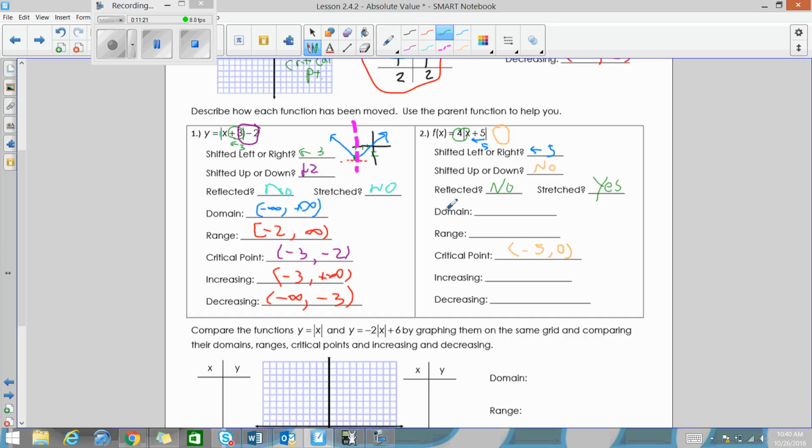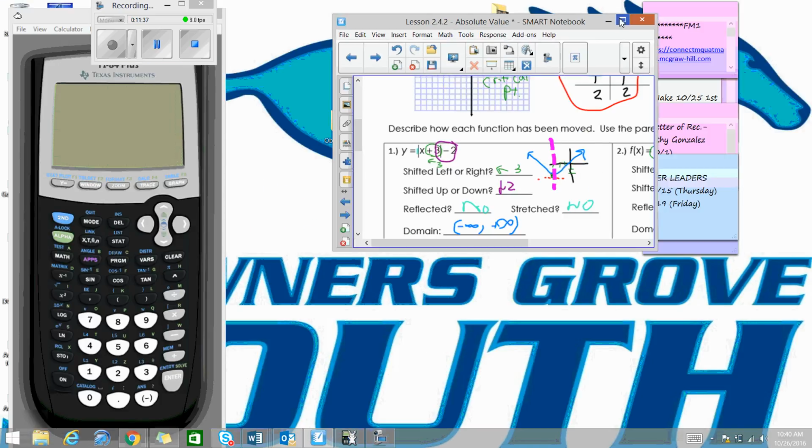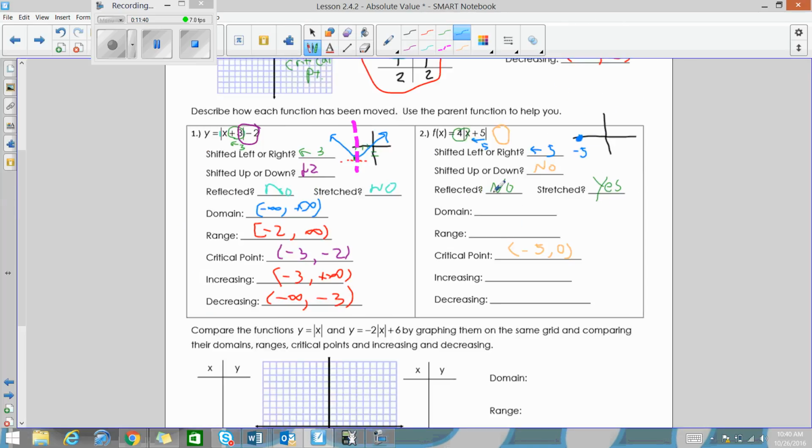Now, domain, range, increasing, decreasing. Let's do a little mock diagram. Let's see what this thing looks like. All right, so our critical point is -5, 0. So we go, bam, right here. This is -5. And because it's not reflected, it's still going to open up to the right and up to the left. Now, again, how the V looks, whether it's really out wide or scrunched up narrow, doesn't really matter for domain, range, but we will look at that shortly.